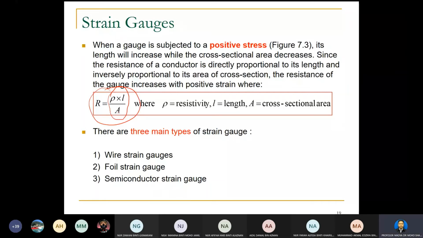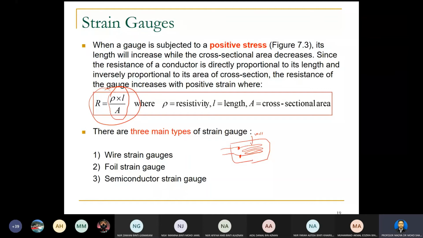Then there are three main types of strain gauge they mentioned to you. For example, this is our strain gauge, connected here and here. Maybe they use the wire, or maybe you can use the foil, and another one uses the semiconductor strain gauge. So they have three types: using the wire, using the foil, or using the semiconductor.